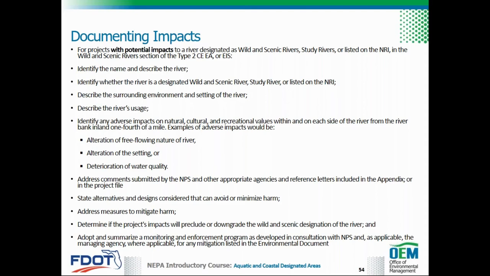State alternatives and designs considered that can avoid or minimize harm. Address measures to mitigate harm. Determine if the project's impacts will preclude or downgrade the Wild and Scenic designation of the river, and adopt and summarize a monitoring and enforcement program, as developed in consultation with the National Park Service and, as applicable, the managing agency, for any mitigation listed in the environmental document.